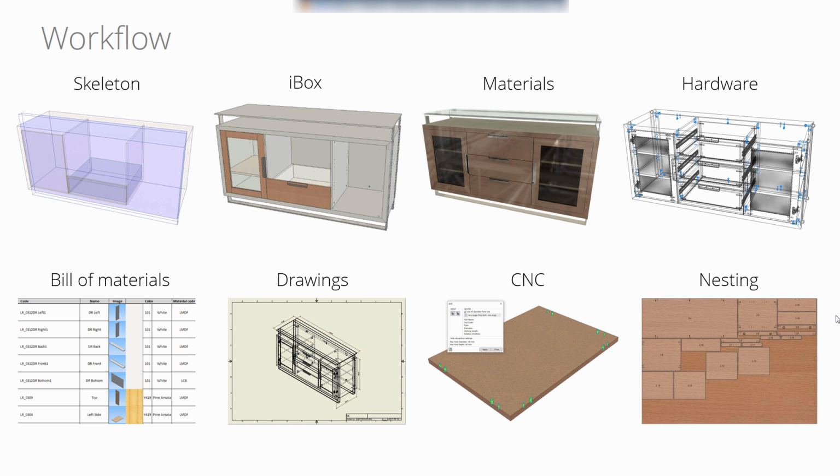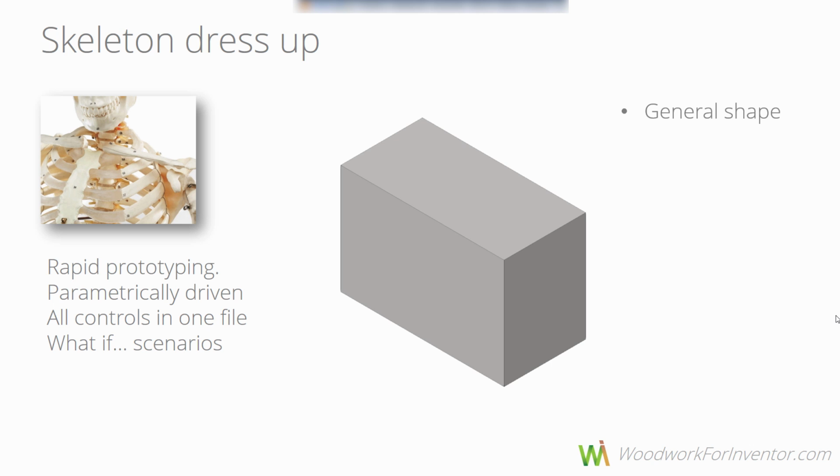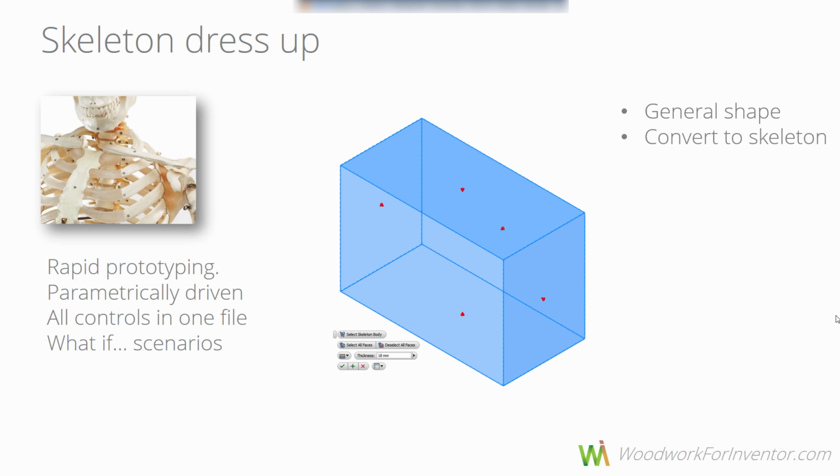Okay, now it's time to dig into details, and we will start from the design step. Design is quite simple on one hand, but quite complex on the other. We are using a skeleton design approach. What does this mean? We start everything from a general shape, which in this case looks like that. Then we apply a skeleton option on it.